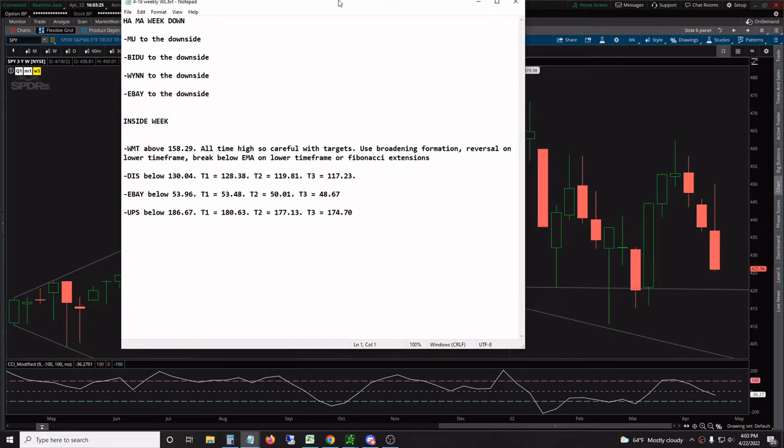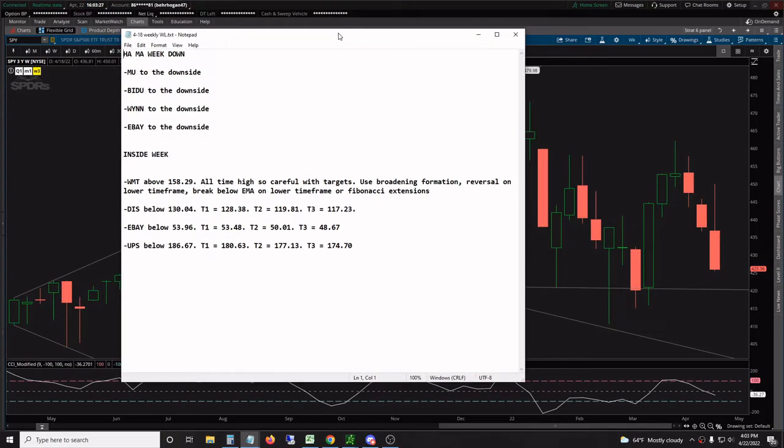I had four different tickers for the inside week, and then I had four that I was watching based on this newer strategy that I'm still tinkering with. Again, this week I had good success with that strategy. My week ended up green, several green trades with that strategy.